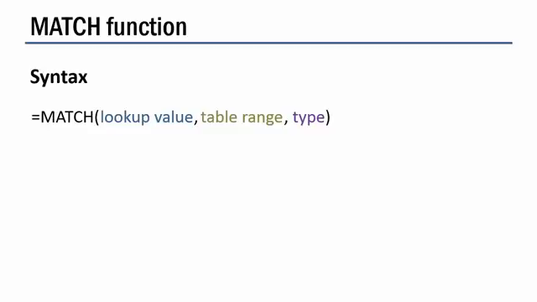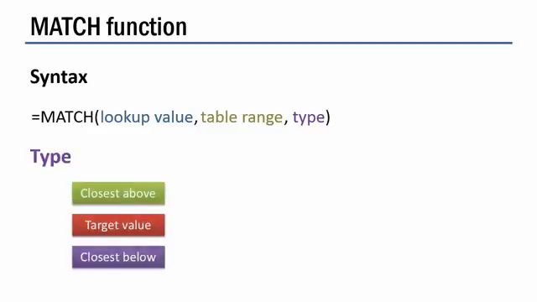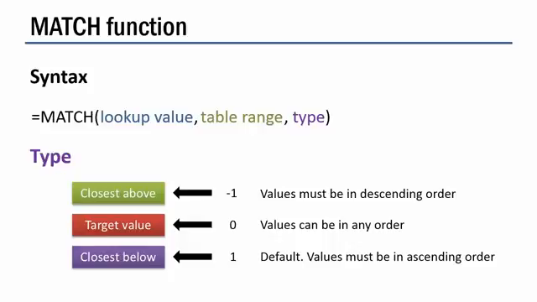Now, what's that type all about? When you have that value you're looking for, you may have a value that's just above it or just below it. And to determine whether or not either of those are acceptable, that type, you can put in a -1, a 0, or a 1. -1 means you'll choose the number that's the closest above it. If you choose a +1, it's the closest number below it. If you choose 0, it means you want an exact match.